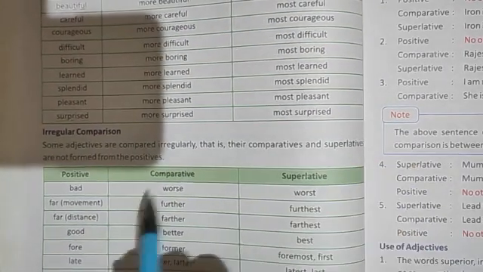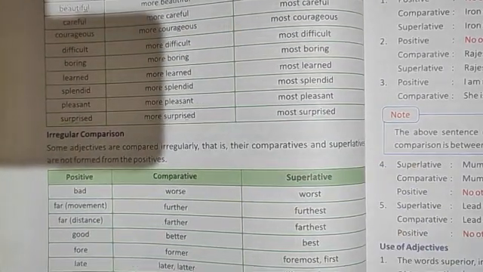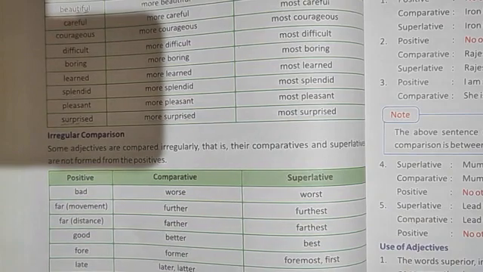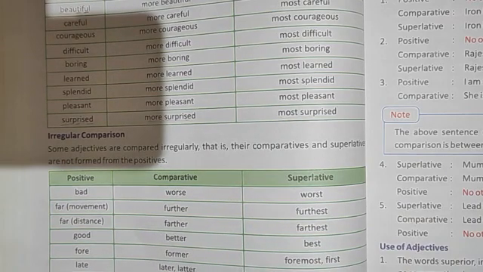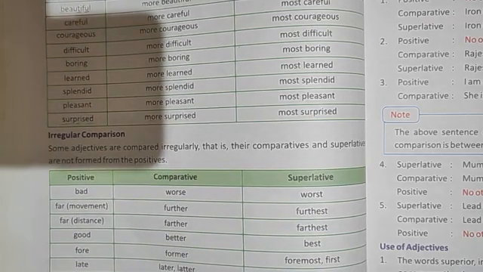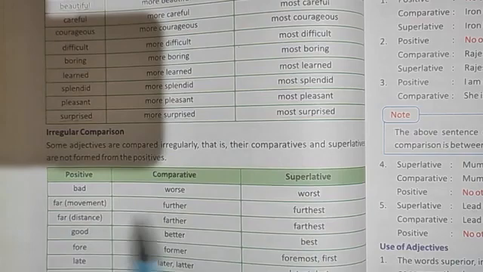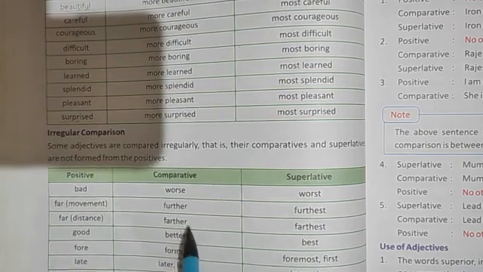So some adjectives are compared irregularly, meaning earlier we were adding er, est or ier, iest. Okay. But there are certain adjectives which change completely. For example, bad becomes worse, worst. Far becomes further, furthest. Far, in distance, becomes farther, farthest.